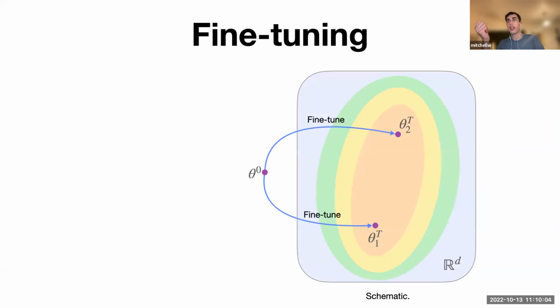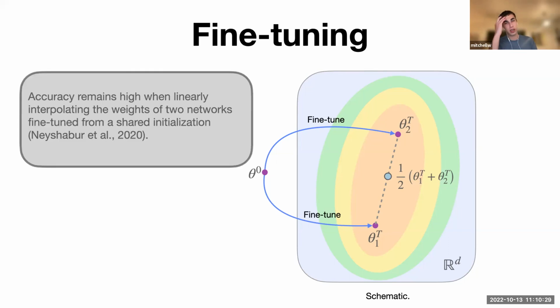In contrast to training from scratch, these models appear to lie in a single low error region, meaning that we can interpolate them, just draw a line between these two weights that we got when we fine-tuned with two random seeds. And the network at the middle is going to perform well. In fact, every network on this line is going to be a high performing neural network with low error. It's lying in this red region. This was an observation made by Neyshabur in 2020: accuracy remains high when linearly interpolating between the weights of two networks fine-tuned from a shared initialization.